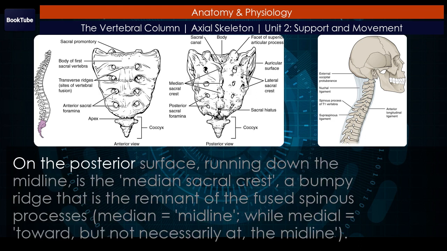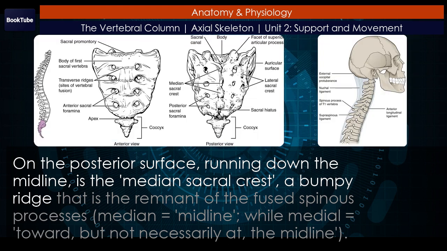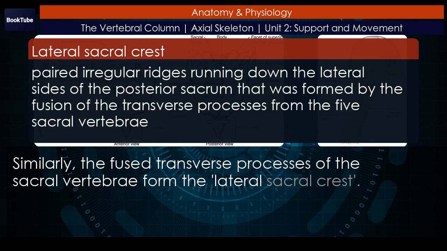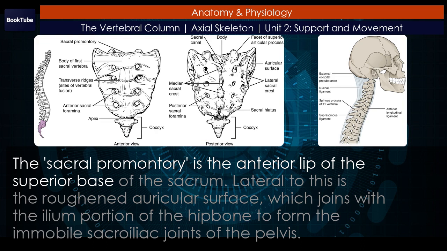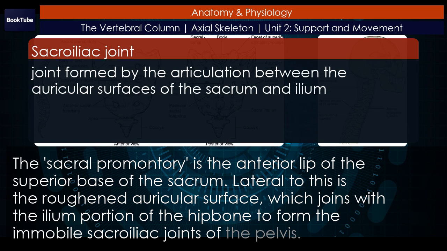On the posterior surface, running down the midline, is the median sacral crest, a bumpy ridge that is the remnant of the fused spinous processes. Median equals midline, while medial equals toward, but not necessarily at, the midline. Similarly, the fused transverse processes of the sacral vertebrae form the lateral sacral crest. The sacral promontory is the anterior lip of the superior base of the sacrum. Lateral to this is the roughened auricular surface, which joins with the ilium portion of the hip bone to form the immobile sacroiliac joints of the pelvis.